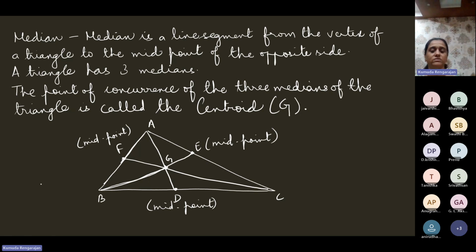Now the important result is that the centroid G lies on every median. G lies on AD, G lies on BE, G lies on CF. The centroid G lies on median AD. It lies on the median BE. It also lies on the median CF. Now the centroid divides the median in the ratio 2:1.